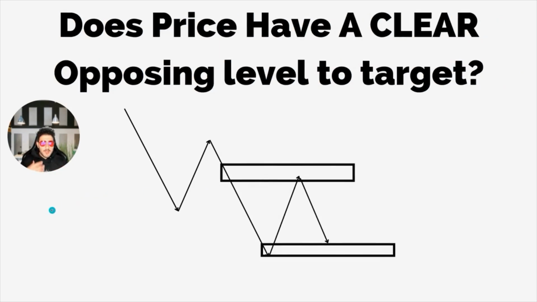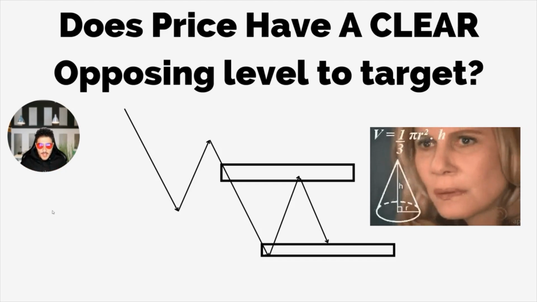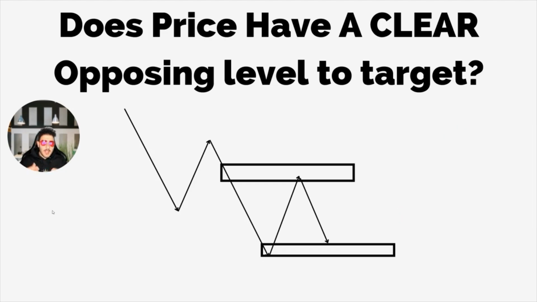Now, does price have a clear opposing level to target? Most people will say, all right, I know I want to get short at this potential level, I know I want to get long at this potential level. However, most people don't take the time to understand how far this trade can actually go. Anyone who's been following me for a little while knows I like to typically have two targets: something that's a low-hanging fruit target, and, just in case the market continues to run, a bigger objective, a bigger target, potentially leaving some runners for a bigger move.